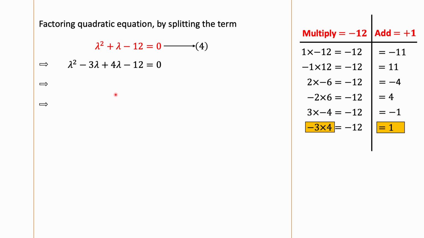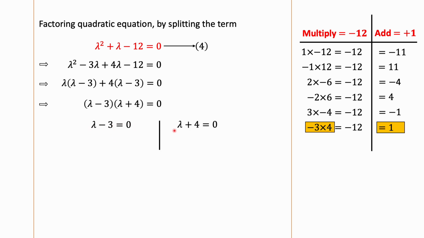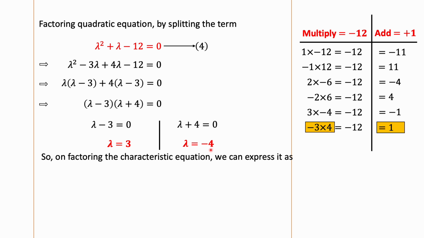Now let us go for the factorization. Lambda into lambda minus 3, plus 4 is taken commonly outside into lambda minus 3. The common factor is lambda minus 3. Therefore, lambda minus 3 into lambda plus 4 is equal to 0. Let me find the solution here. I will take it separately: lambda minus 3 equal to 0 and lambda plus 4 equal to 0. Bring 3 to the other side. You get lambda equal to 3 and lambda equal to minus 4. So I have got the eigenvalues, lambda equal to 3 and lambda equal to minus 4.